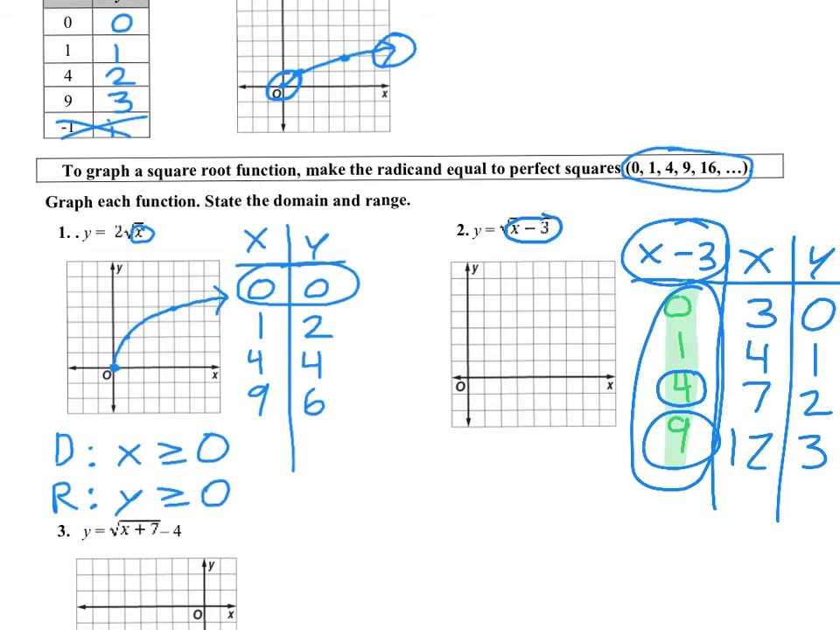So instead of plugging in numbers for x, I just pretend that this whole thing is one of those numbers. So then I just have to square root it. So again, I pretend x minus 3 is 0. I take the square root of 0 and I get 0. I pretend x minus 3 equals 1. Square root of 1 is 1. Alright. And then what I usually do, I cross out this row so I don't accidentally graph the wrong coordinates. So the first coordinate I want to graph is 3, 0.